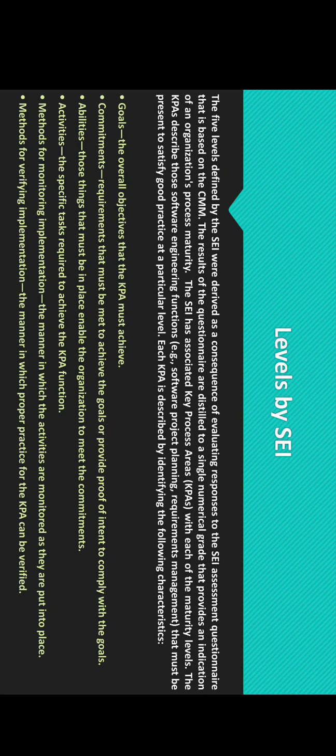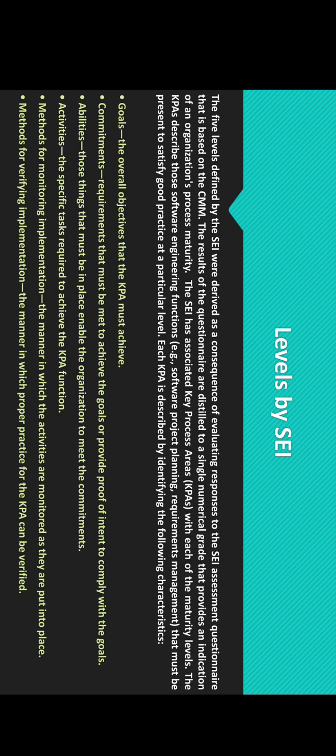Next, coming to the last level, that is the fifth level. It is the optimizing level. Continuous process improvement is enabled by quantitative feedback from the process and from testing innovative ideas and also several technologies for implementation. This level includes all the characteristics defined for level 4. Level 4, I hope you all remember, is the managed level. Hope you have understood all the 5 levels that are represented.